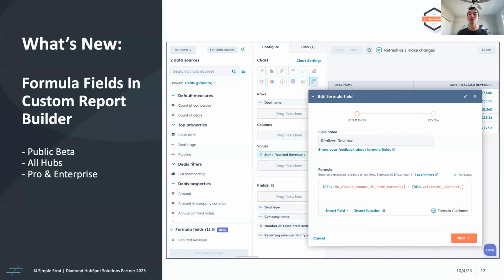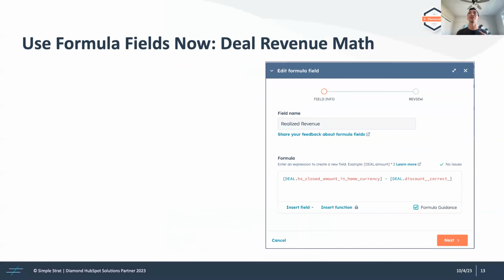But it does do some cool things now, and it can be used with any visualization type. What I'm going to show you is some table use cases. It can be used for bar charts, line charts, and all that stuff as well. So let's get into some of the stuff that it can do today. You can do a lot with deal revenue math, so math that involves the deal revenue. For example, if you wanted to show your gross profit, some of these do involve custom properties. Reporting is only going to be as good as the data that you have in the system.